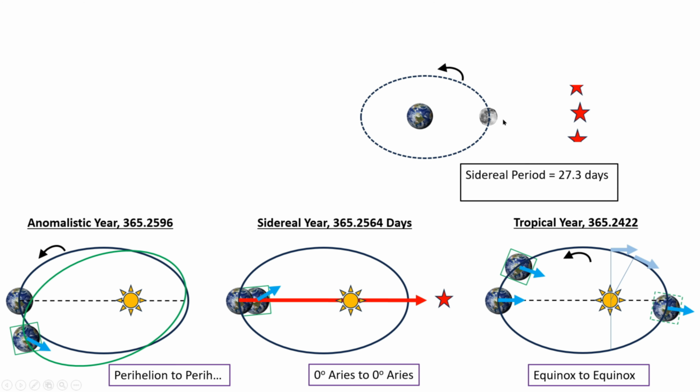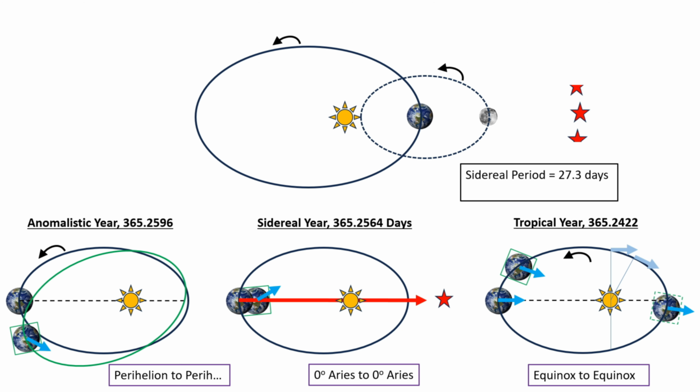The revolution of the moon around the Earth can be associated with two types of periods. One is the sidereal period, defined with respect to the distant stars, like in the sidereal year case that we discussed earlier here. It has a period of about 27.3 days. And the second is the synodic period of about 29.5 days, which is the period between two successive full moons or two successive new moons.